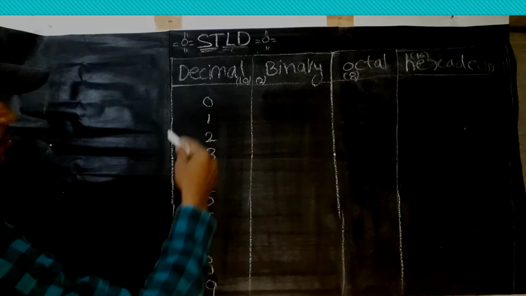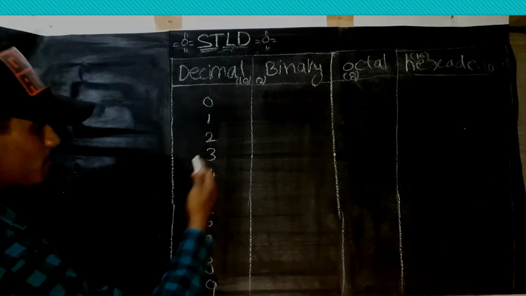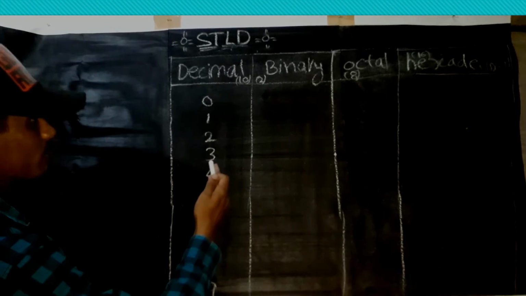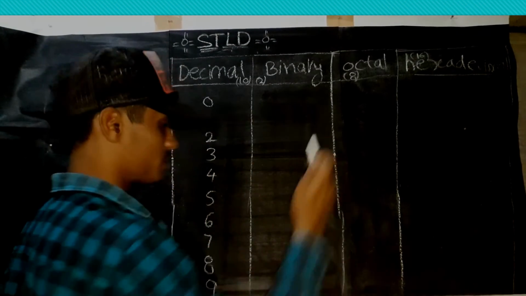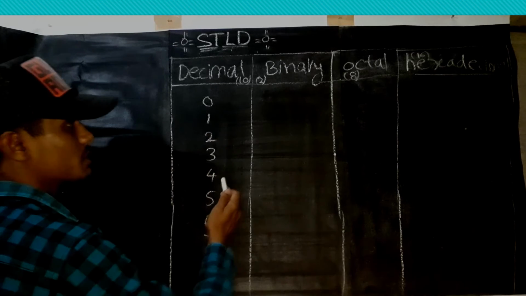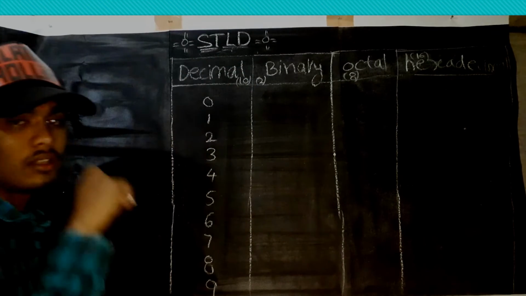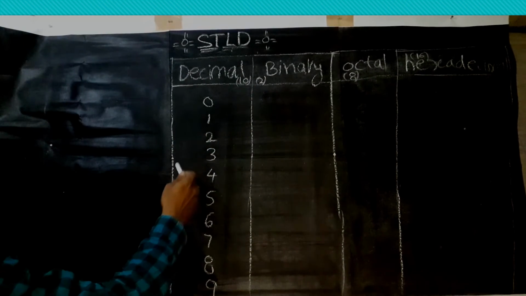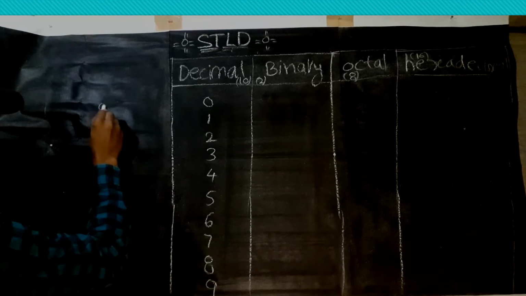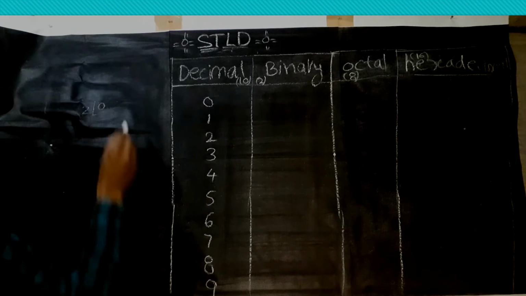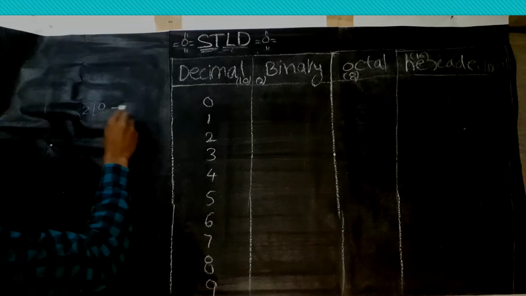Binary number system: how to convert the decimal number system to binary number system, how to convert decimal number system to octal number system, and how to convert decimal number system to hexadecimal number system. Now I have to discuss decimal number to binary number. Here, the decimal number is 0 divided by 2. What is the value? 0.